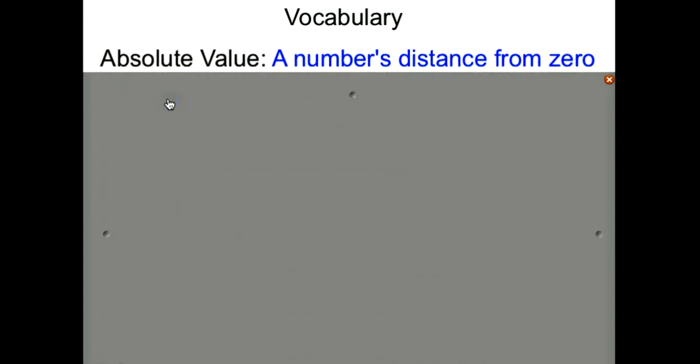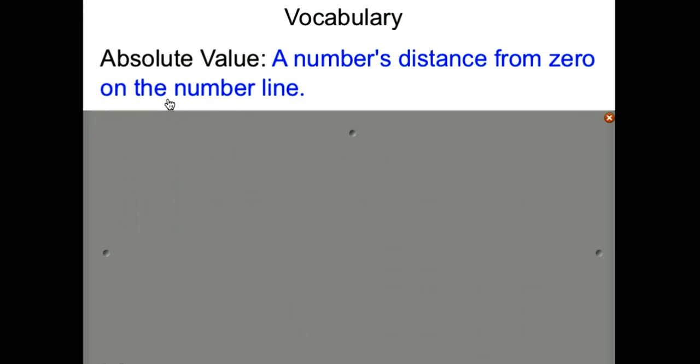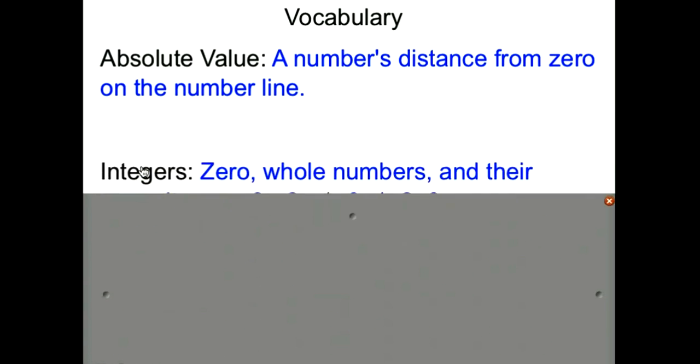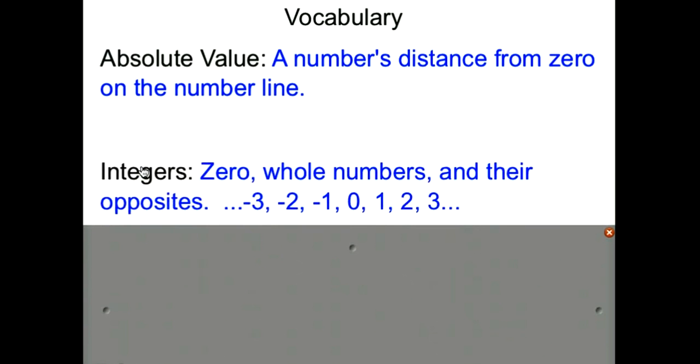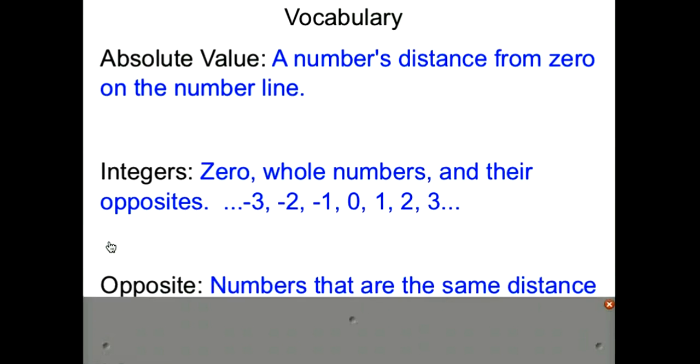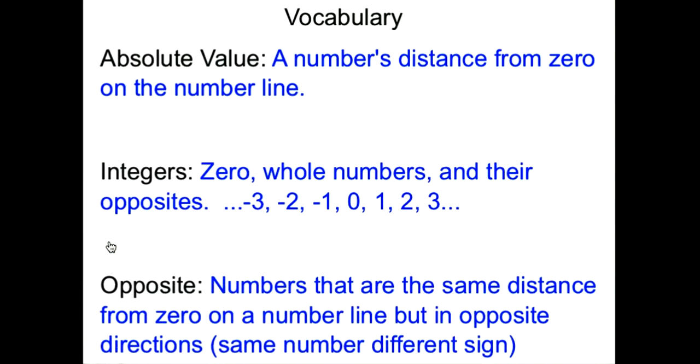Here's some vocabulary that you need to have in your notes. The first one is absolute value. It's a number's distance from 0 on the number line. The second one is integers: 0, whole numbers, and their opposites. So if you think about all negative numbers, 0, and all positive numbers, those are integers. And opposite: numbers that are the same distance from 0 on a number line, but in opposite directions.